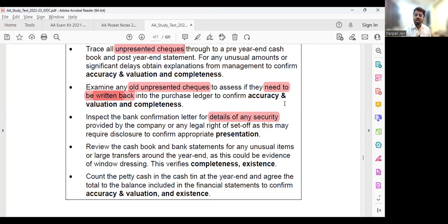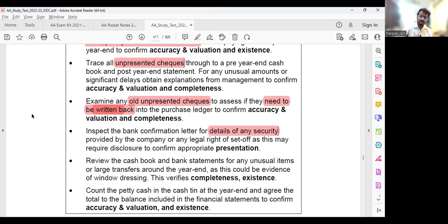And lastly, you can count the petty cash in the cash tin at the year end and agree the total balance included in the financial statements to confirm accuracy, valuation, and existence. What can you do? You can count the petty cash which is available, the cash which is available in the shop. You can count that petty cash to agree it to the balance included in the financial statements to confirm three things: accuracy, valuation, and existence.